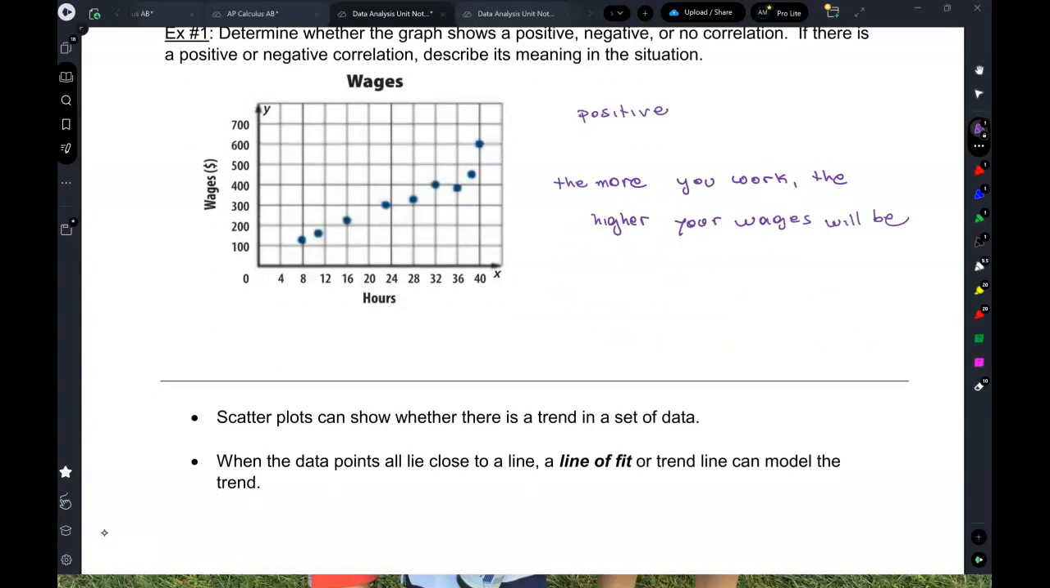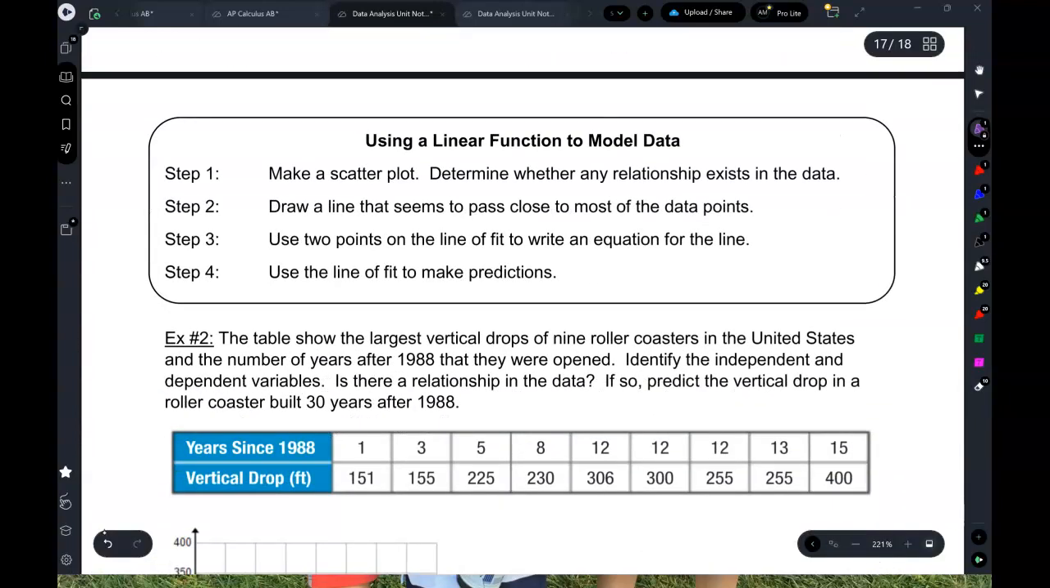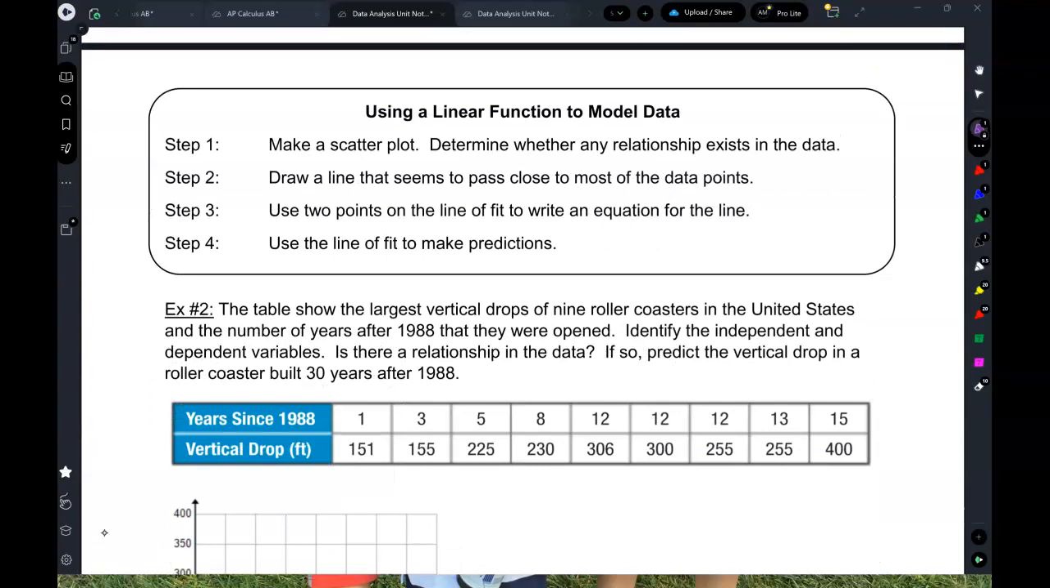So scatter plots can show where there is a trend in a set of data. And when the data points all lie close to a line, we can come up with a line of fit that can model the data, and it'll be like a good estimate for us to predict points. Okay, so how do you make a linear function model?